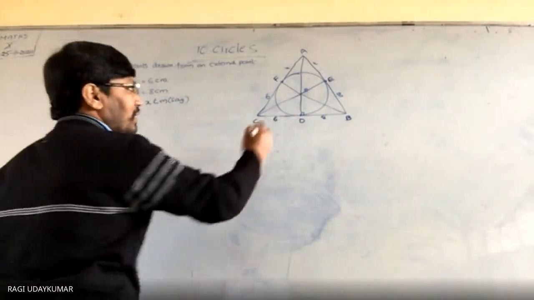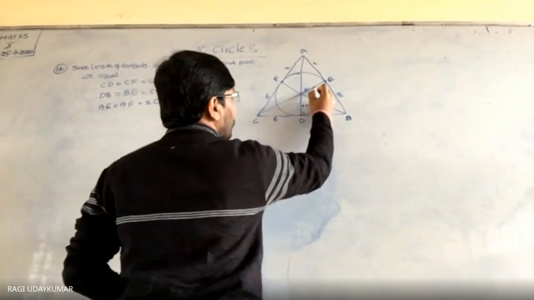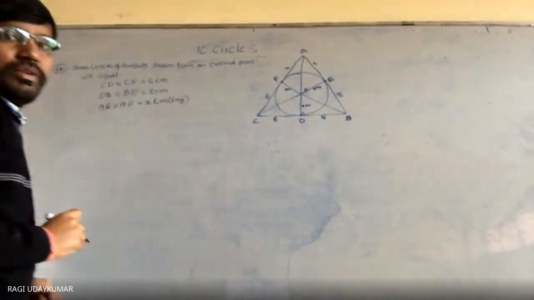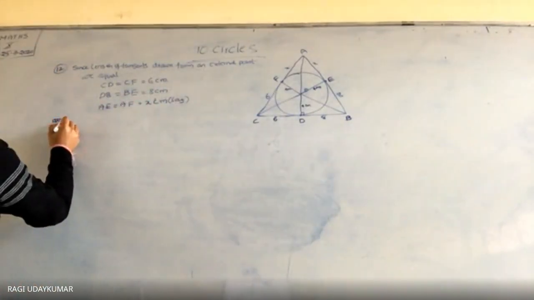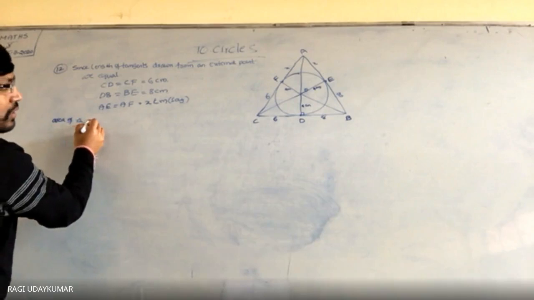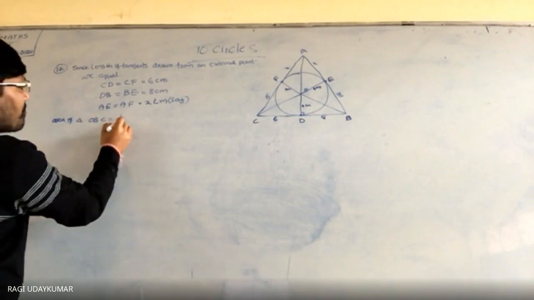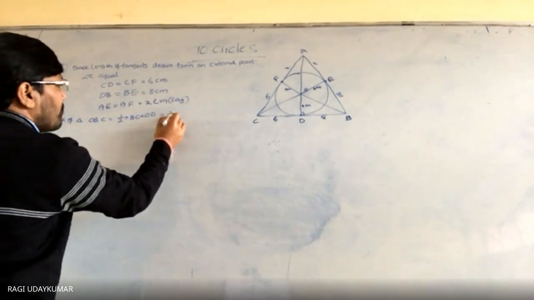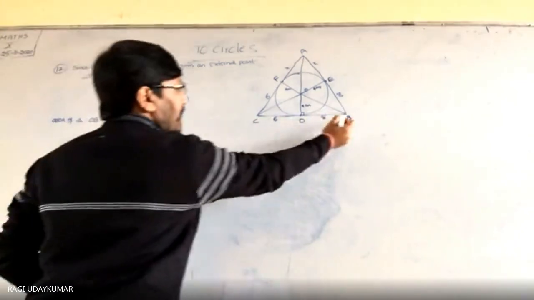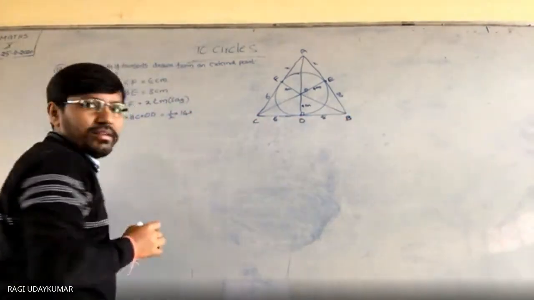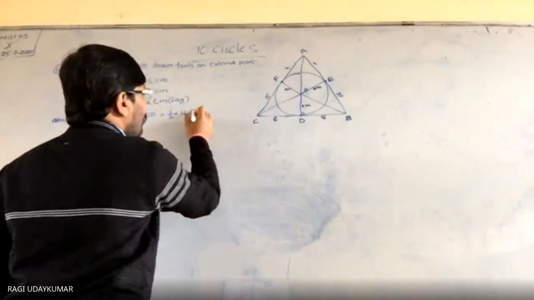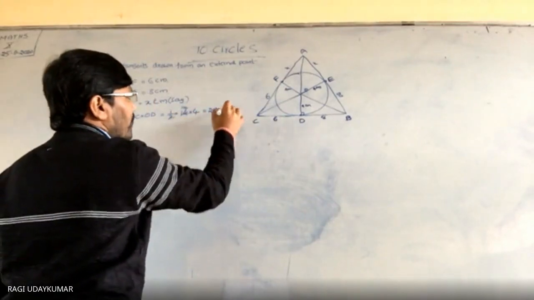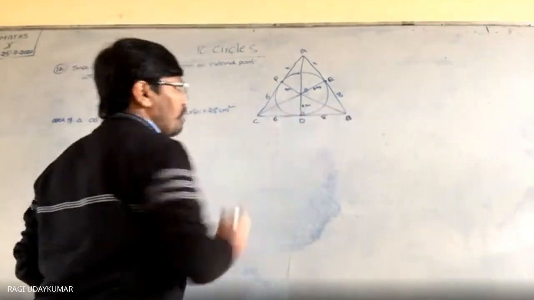It is given that the radius is 4 centimeters, so OD is 4 centimeters. Now you can say the area of triangle OBC is equal to half into base into height. Base is BC, height is OD. So half into BC, 14 centimeters, into OD, 4 centimeters: 2, 7, 4, 28 centimeter square. This is the area of OBC.